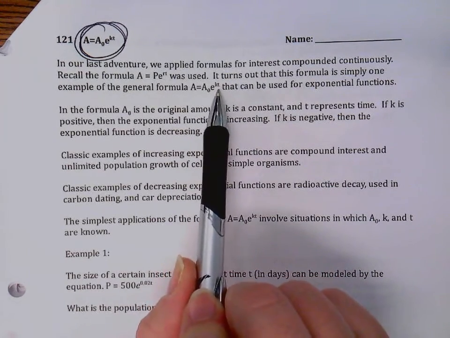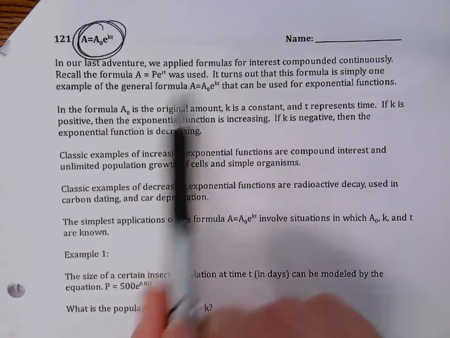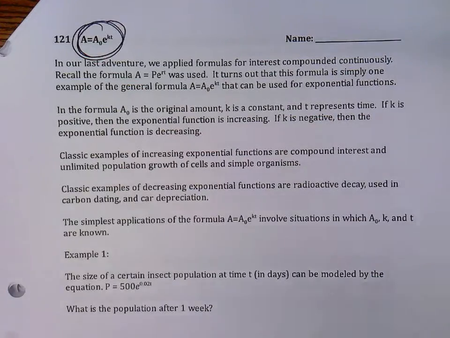This looks horrible, but basically this formula is used when you've got a population that's growing uncontrollably. So we're going to be talking about cooling rates of liquid. We're going to be talking about population growth. We're going to be talking about radioactive decay of an element.